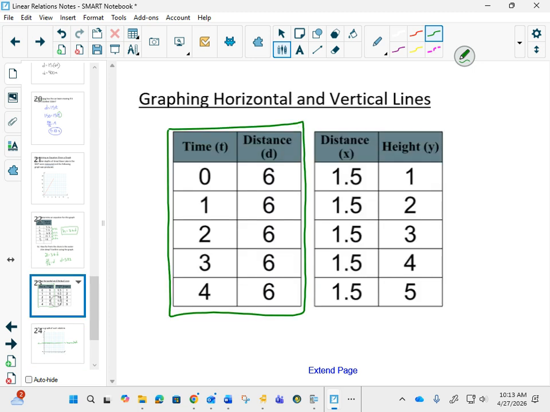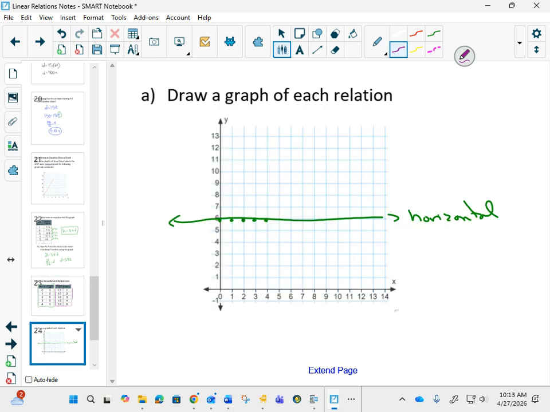Let's graph the next one. The next one, they're all at 1.5. I'm going to do this one in purple. At 1.5, the height is 1. At 1.5, the height is 2. At 1.5, the height is 3, 4, 5. Do you see that the purple ones make a vertical straight line?